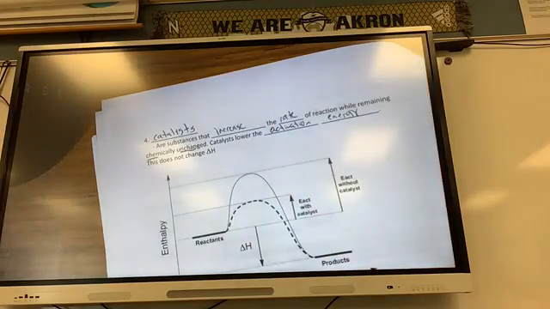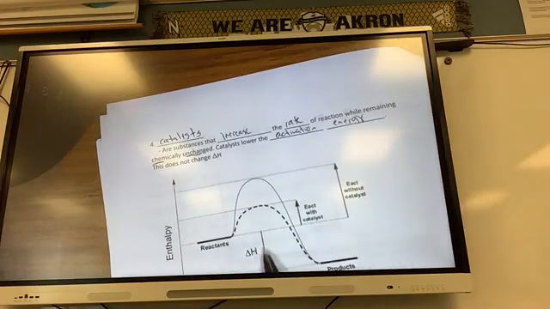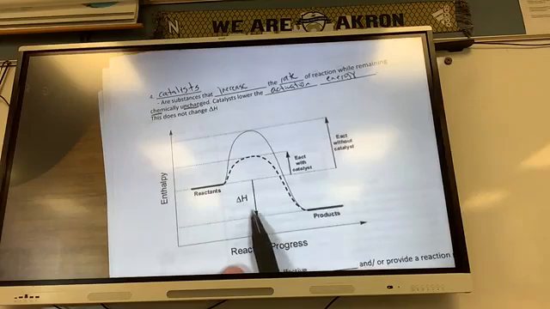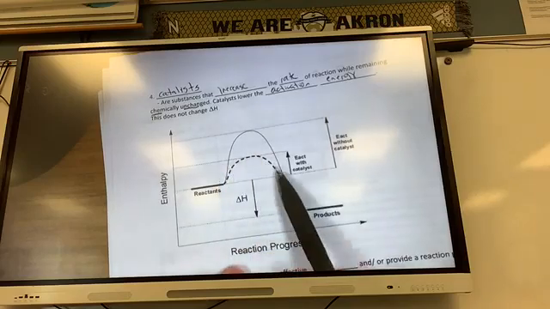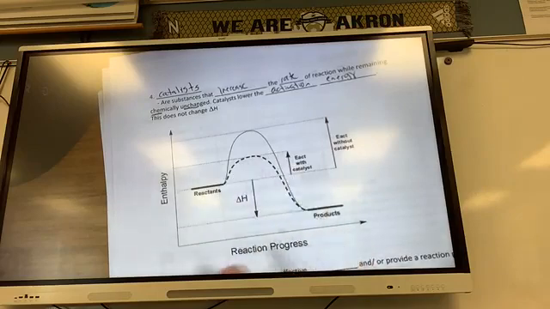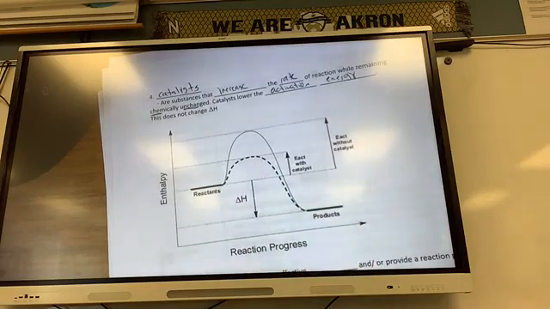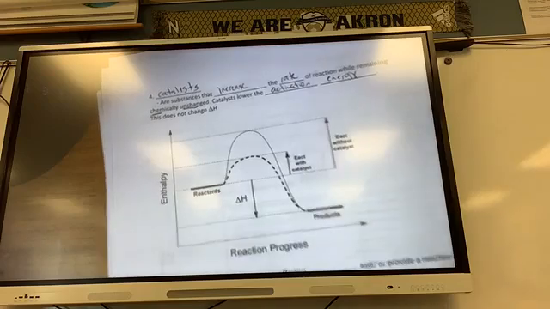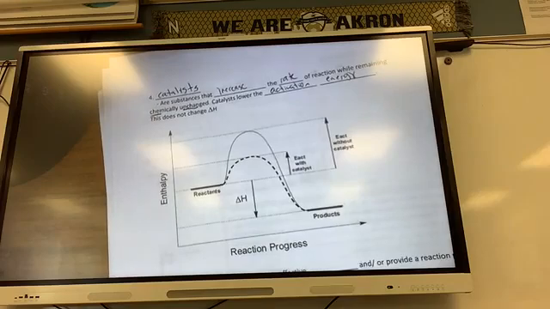Catalyst, lower the activation energy. This does not change delta H. Delta H is not changing, agreed? But what is changing is the hump. The hump is getting lower. You guys good with that? Yes, less hump. Active catalyst equals less hump. That should go on the t-shirt. It's a good one.